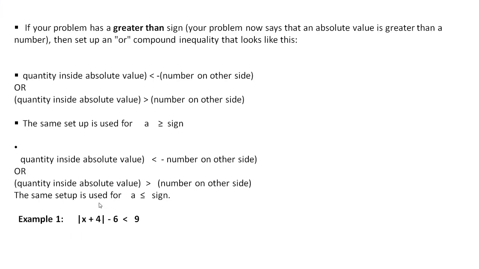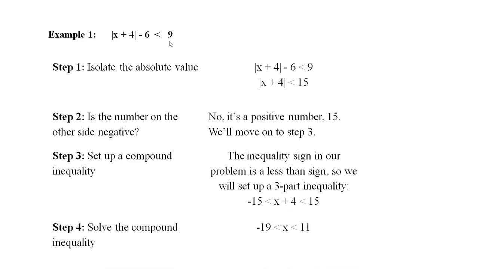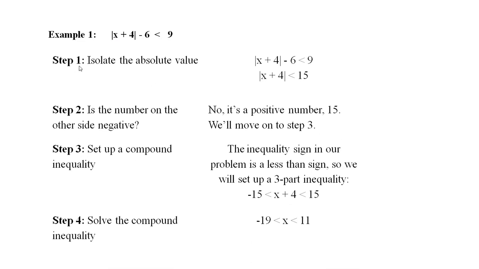The absolute value of x plus 4 minus 6 is less than 9. What will we do? First, we add 6 on both sides, so we can isolate the absolute value sign on one side. So step 1, isolate the absolute value sign. By adding 6 on both sides, we get the absolute value of x plus 4 is less than 15.